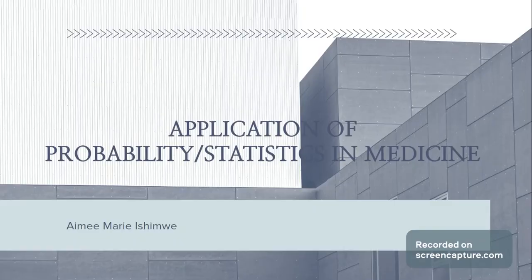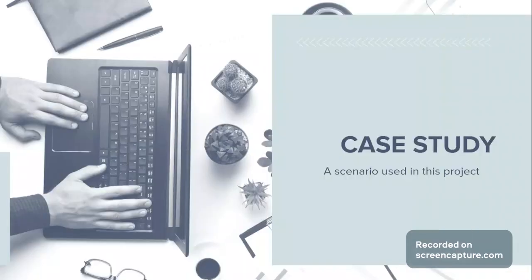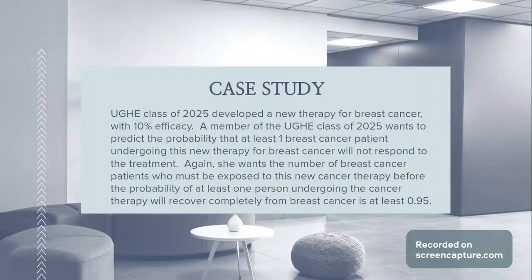Today, I will be taking you through application of probability and statistics in medicine. Our case study is about a therapy for breast cancer that was developed by University of Global Health Equities class of 2025. It is said that this treatment has efficacy of 10%, which means that 10% of people undergoing this treatment are likely to recover completely from breast cancer. Our role now will be using probability and statistics concepts to help a member of the UGHE class of 2025 make predictions regarding this new treatment for breast cancer.